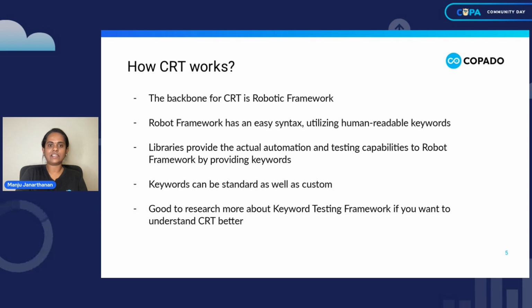All these things are defined in a library, and they are very simple, human-readable keywords. For example, it can be Verify Text, Click Text, or Verify Icon. It's a very human-readable, simple format of keywords that everybody can understand, and you will be able to write test cases from that. If you are interested to know how this framework works, I would definitely suggest you do some research about keyword testing frameworks, through which you will learn about Robot Framework, and that will help you understand CRT better.